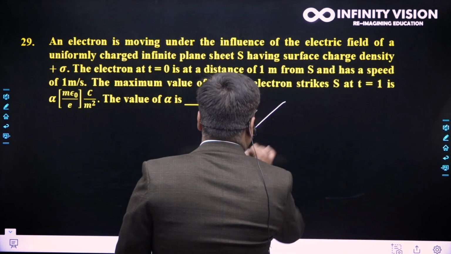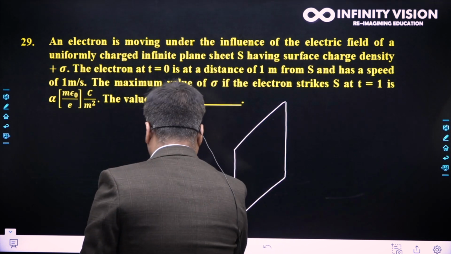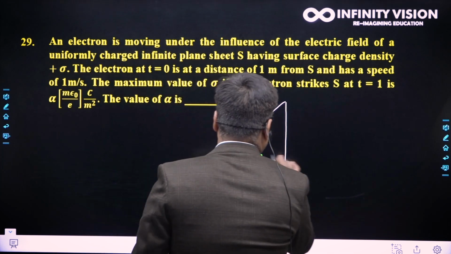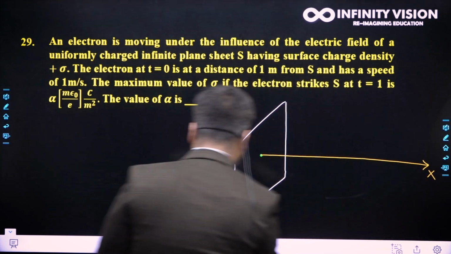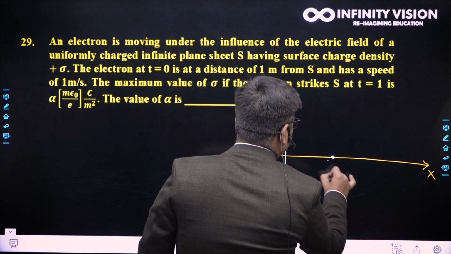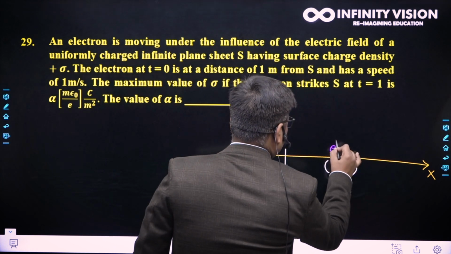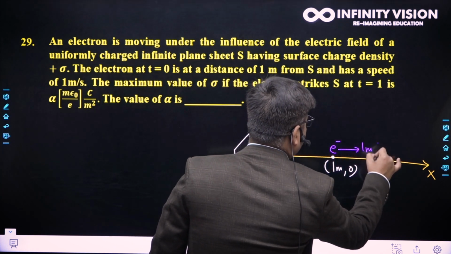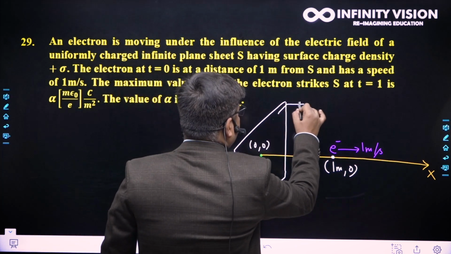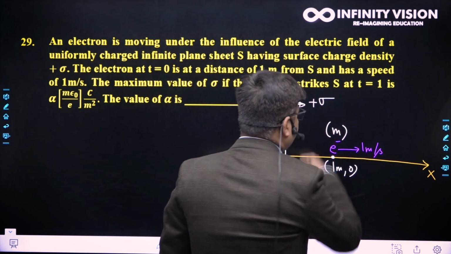So let's represent the question on a diagram. This is a plane sheet, and from this sheet, let's draw an x-axis. Here is the origin, and initially the electron is at 1 meter comma 0, moving with 1 meter per second velocity in the forward direction. Now this sheet has a surface charge density plus sigma. This is given in the question, and let's suppose the mass of the electron is m.